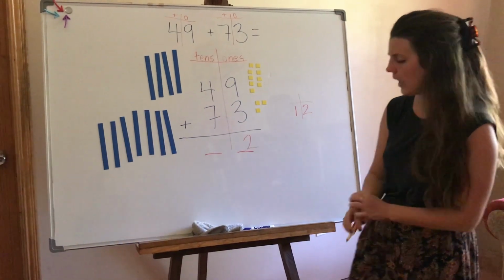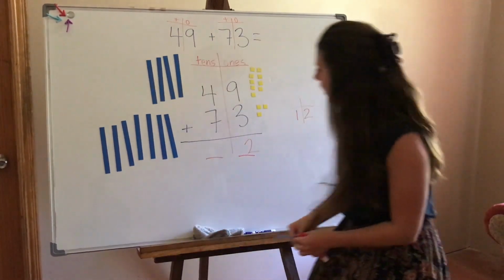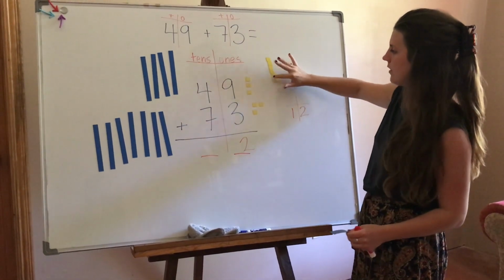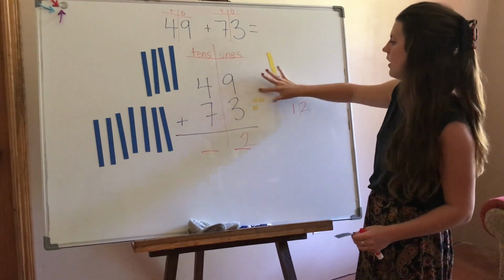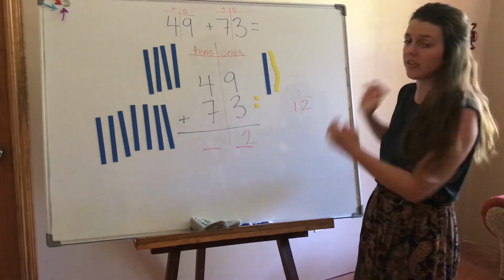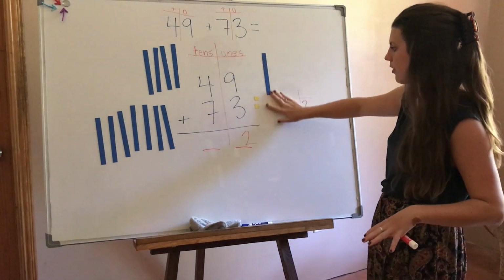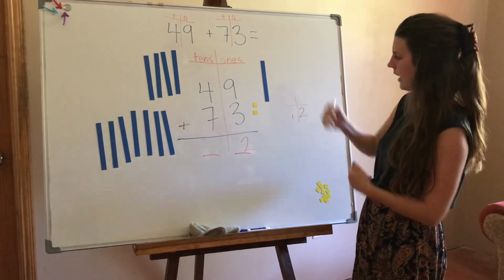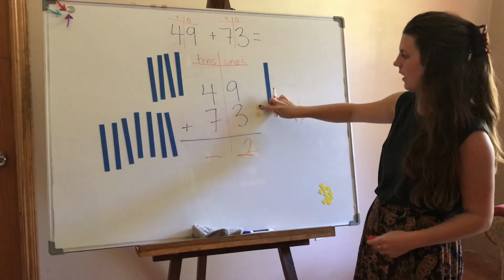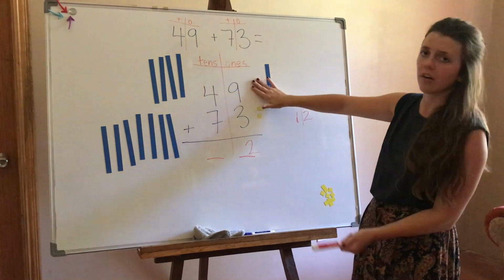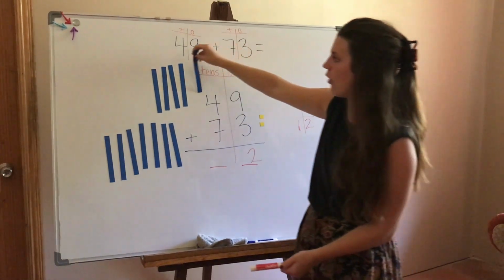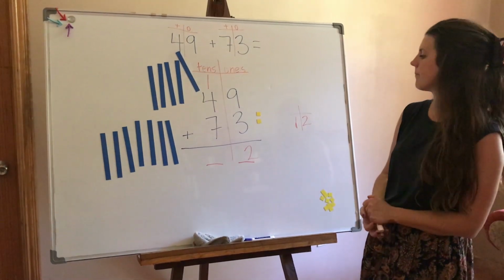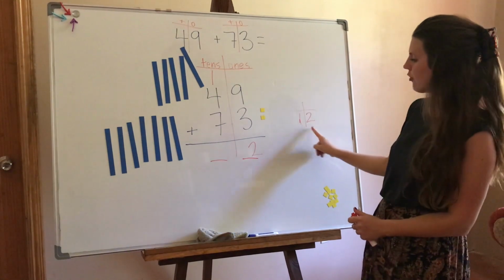My 2 is going down, and I'm trading 10 of my ones. 1, 2, 3, 4, 5, 6, 7, 8, 9, 10. Not taking them away, just trading. I'm going to move them down here because now I'm representing them using a 10. 10, 11, 12. And this guy can't stay over here. This is the one side. I got to move it over, and now it is a 10. My 1 goes up and my 2 goes down.